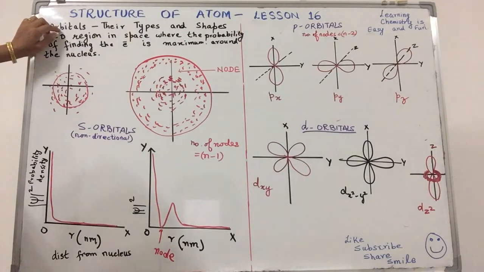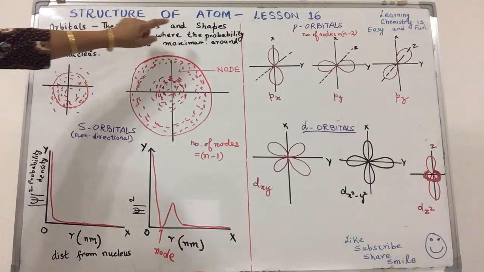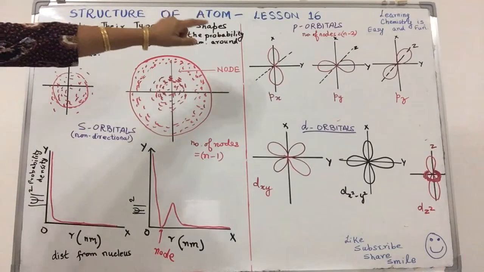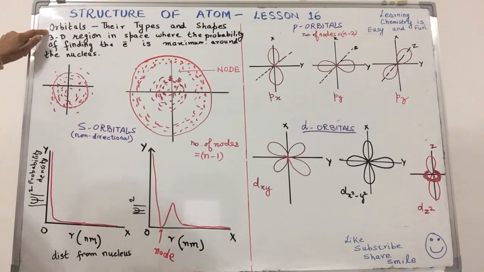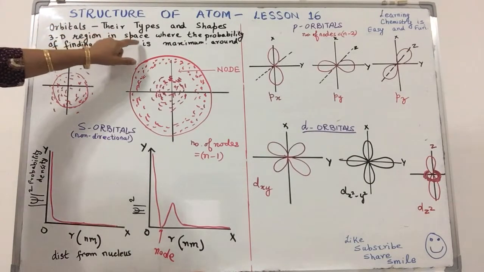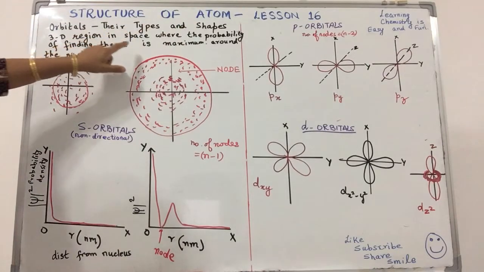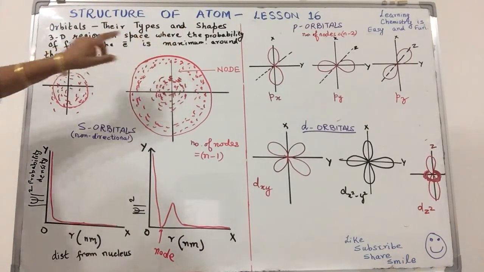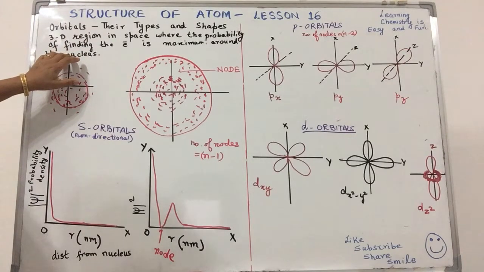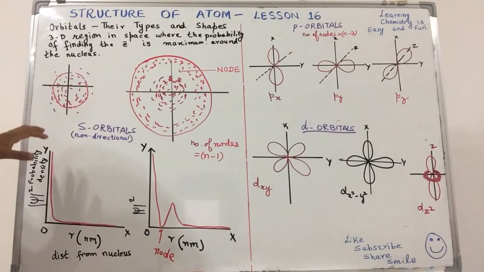In this lesson we are talking about orbitals, their types and shapes. Recalling what we did in lesson 15, orbitals. What are orbitals? It is nothing that you can say or that you can see in a concrete form. It is a three-dimensional region in space where the probability of finding the electron is maximum around the nucleus of the atom. This is according to the new model of the atom, the third model of the atom which we are doing, and that is called the quantum mechanical model.